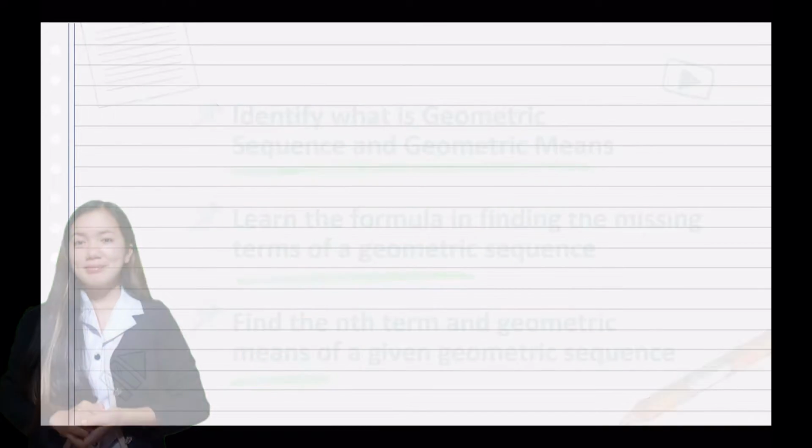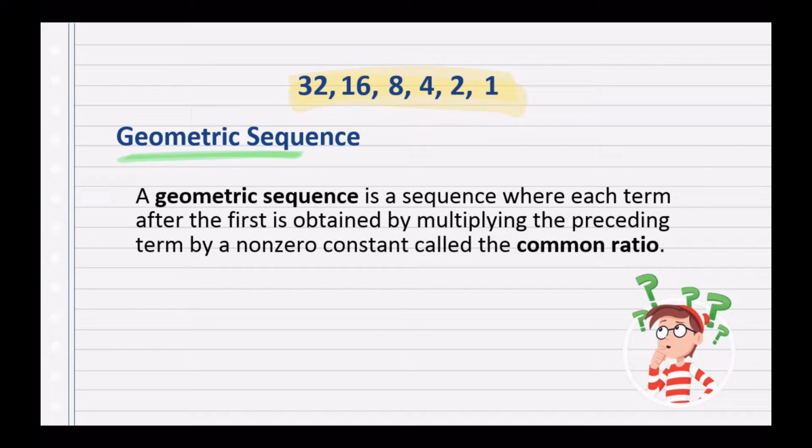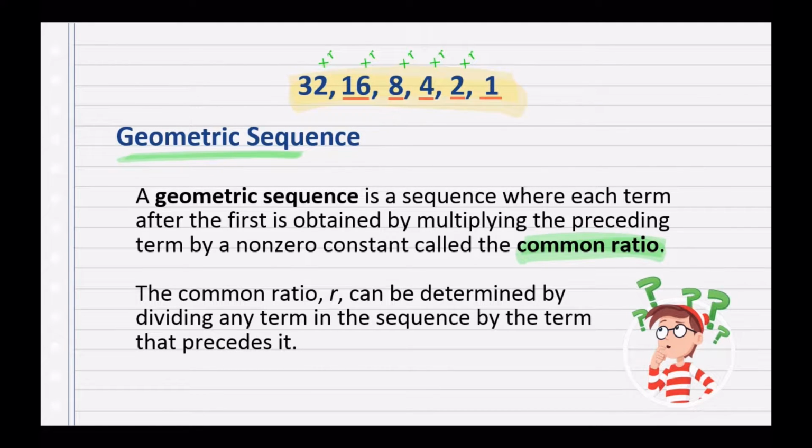So the sequence 32, 16, 8, 4, 2, and 1 is an example of geometric sequence. But what is geometric sequence? A geometric sequence is a sequence where each term after the first is obtained by multiplying the preceding term by a non-constant called the common ratio. The common ratio r can be determined by dividing any term in the sequence by the term that precedes it.